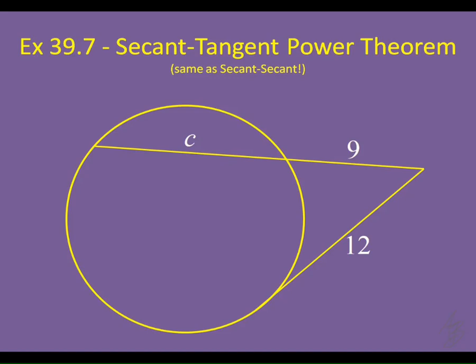So let's start with this segment. Let's start with the new part. What is the outside part of this one? It's 12, okay. What is the whole thing? 12 times 12 is 12 squared, right? There we go. Okay, what's the outside part of this one? 9. What's the whole thing? C plus 9. Alright, and then do math.